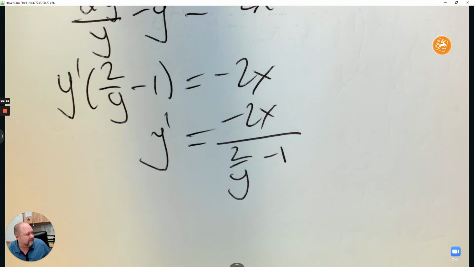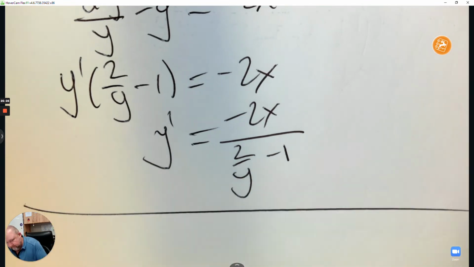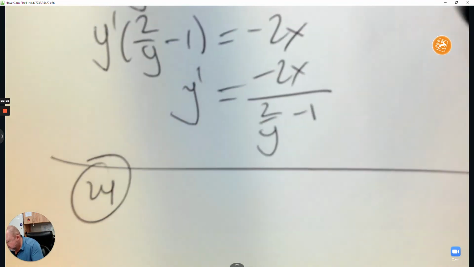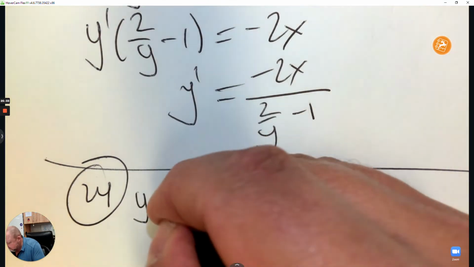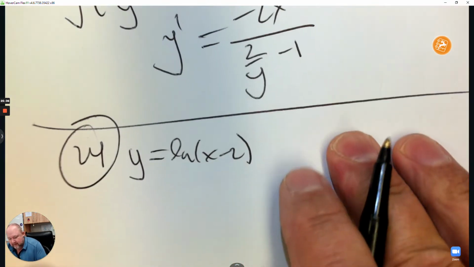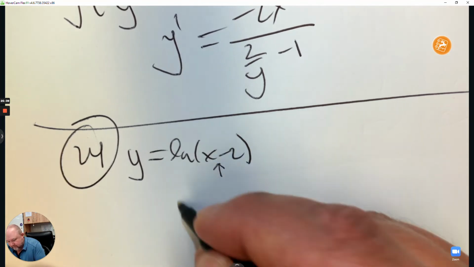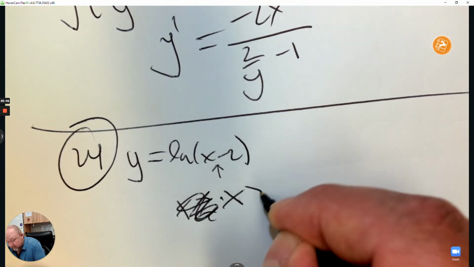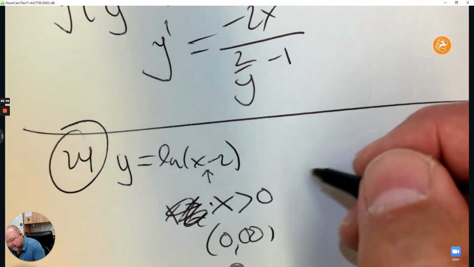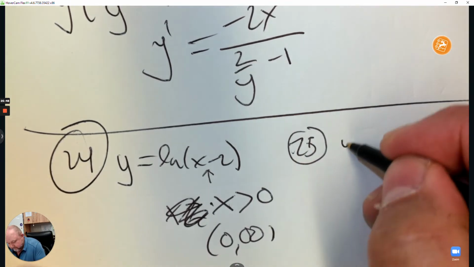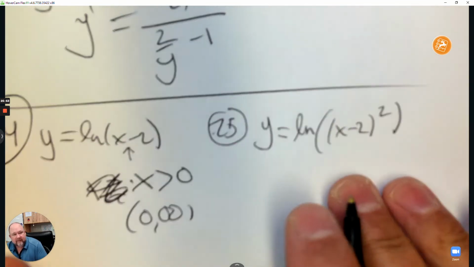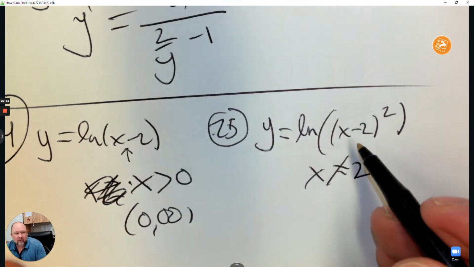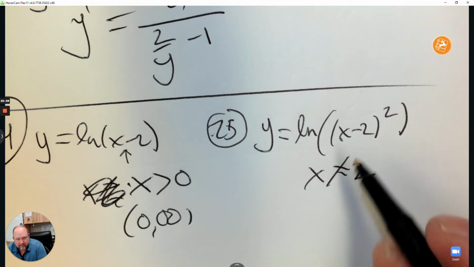Number 24. This is the domain and range without using a calculator. Okay. So a logarithm cannot be 0 or negative. So what is the 0 of this? So it must be not greater than or equal to. It must be greater than 0, or you can say from 0 to infinity. For number 25, because you are squaring it, the only answer that x can't be is 2. So positive 2 would give you 0. Everything else would be positive.